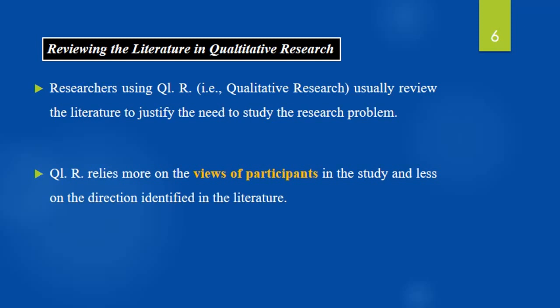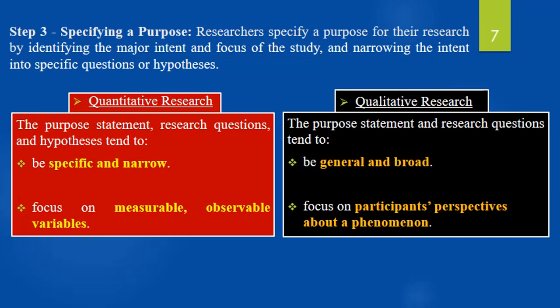Now the third step is where researchers specify the purpose of their research. Researchers specify a purpose for their research by identifying the major intent and focus of a study and narrow the intent into specific questions or hypotheses in case of quantitative research. We can normally find a study's purpose statements, research questions and hypotheses also at the end of the introduction section of a research report.